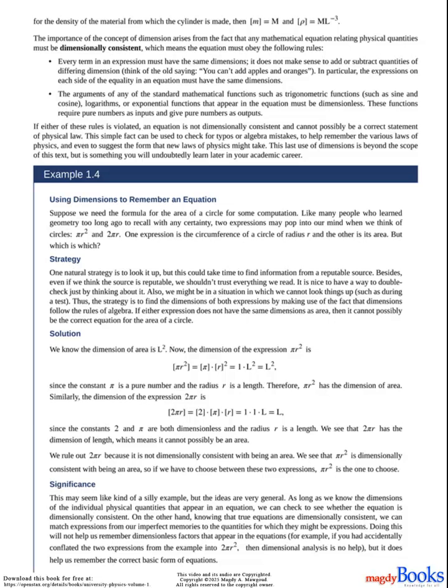Significance. This may seem like kind of a silly example, but the ideas are very general. As long as we know the dimensions of the individual physical quantities that appear in an equation, we can check to see whether the equation is dimensionally consistent. On the other hand, knowing that true equations are dimensionally consistent, we can match expressions from our imperfect memories to the quantities for which they might be expressions. Doing this will not help us remember dimensionless factors that appear in the equations. For example, if you had accidentally conflated the two expressions from the example into 2 pi r squared, then dimensional analysis is no help. But it does help us remember the correct basic form of equations.